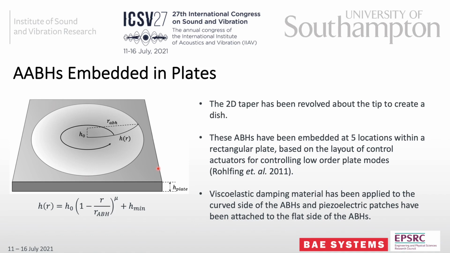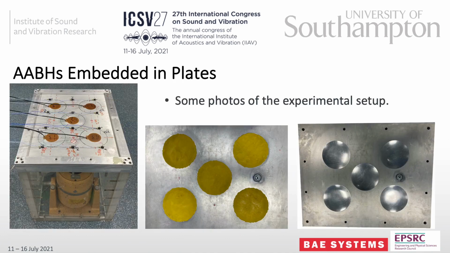The location of these 5 acoustic black holes has been based on the layout of control actuators that can be used to successfully control low order plate modes, and the reference is shown here for that paper. I've then attached viscoelastic damping material to the curved side of the plate, and I've attached piezoelectric patches to the flat side of the plate, because on the flat side there'll be no pre-stress on the piezoelectric patch. Both the piezoelectric patches and the viscoelastic damping material provide the damping necessary for the acoustic black holes to function well and dampen the structural response of the plate.